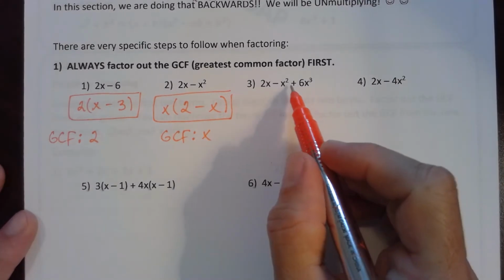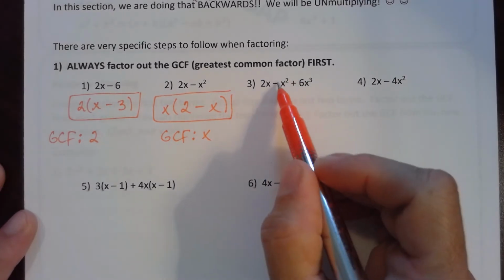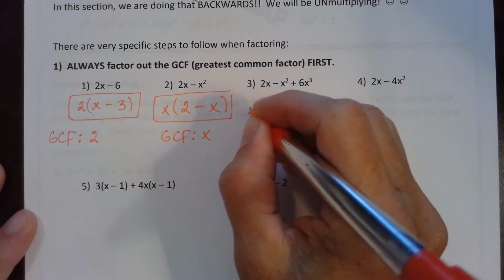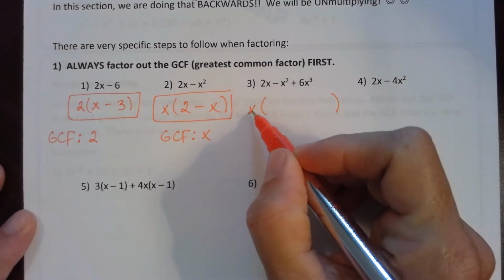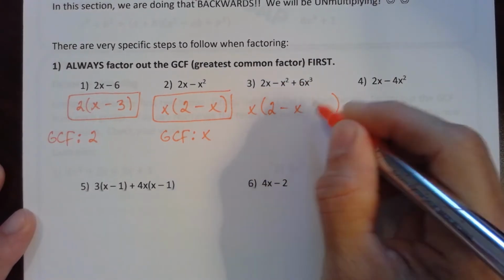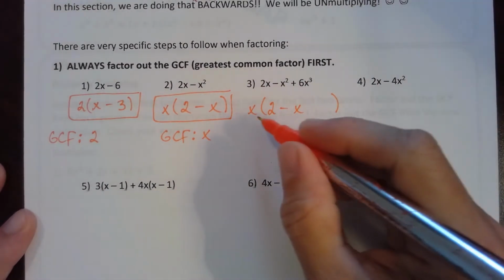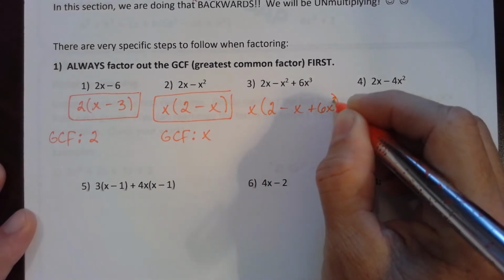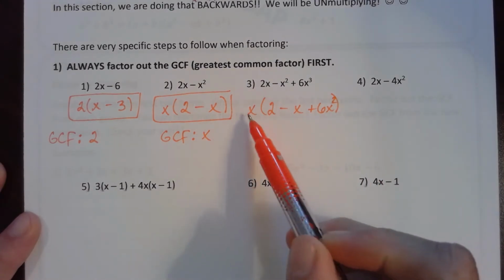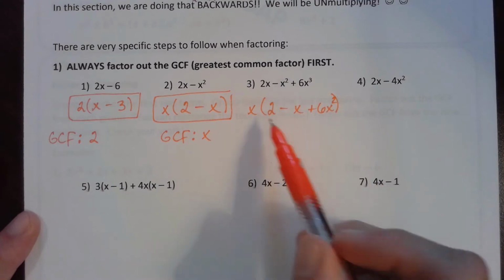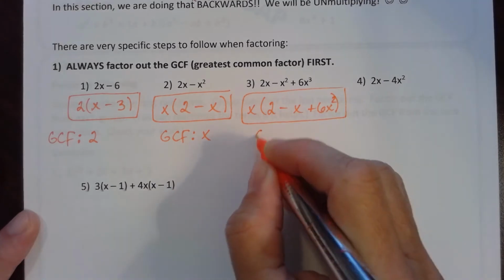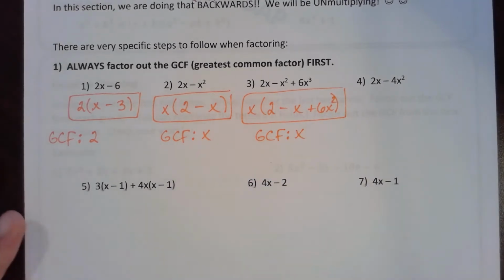How about this one? They don't all have a 2 in common because this one doesn't have a 2. However, they do all have an x in common. So let's factor out an x again. You multiply x times 2 to get 2x. You multiply x times negative x to get negative x squared. And you multiply x times a positive 6x squared to get 6x cubed. Double check. X times 2 is 2x. X times negative x is negative x squared. X times 6x squared is 6x cubed. The GCF, again, is x.